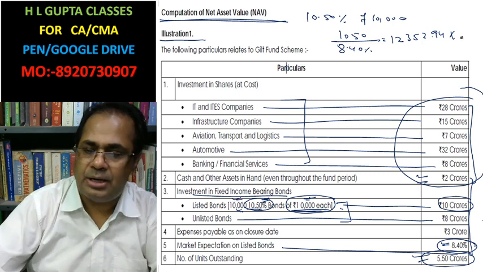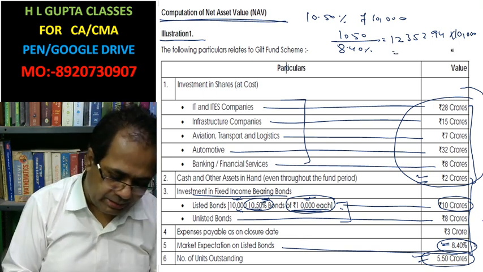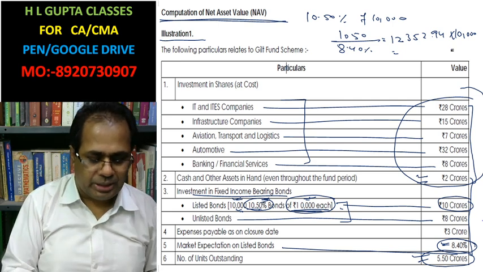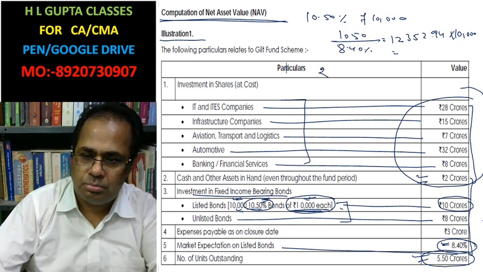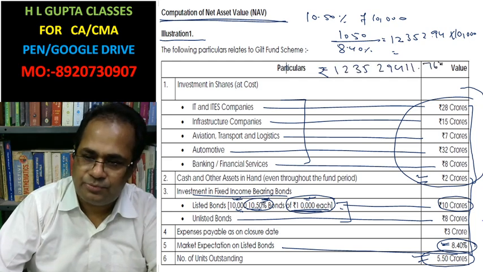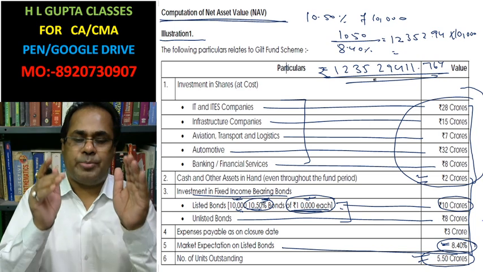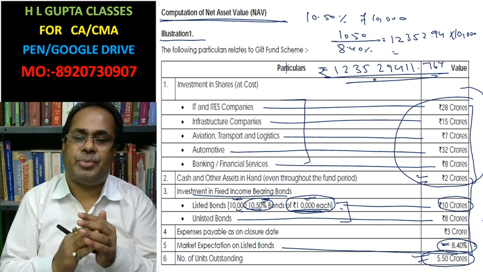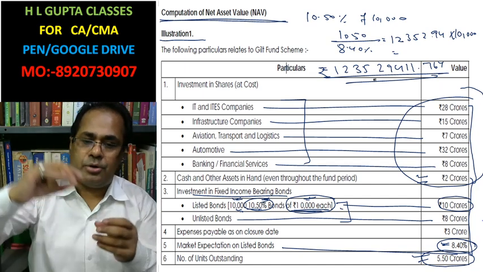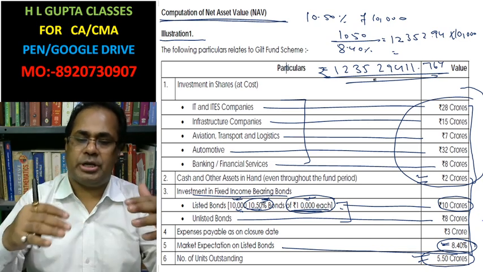Into number of units. How many number of units? 10,000. So after multiplying it, you will get 12352941764. This is the value of the listed bond. This is the way of calculation. First, you take the interest in perpetuity. Present value at the rate of 8.40% is calculated. That is the value of the listed bond. The concept of the bond is already taught in bond valuation.